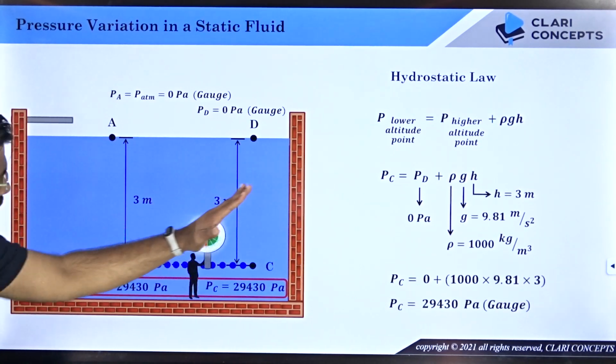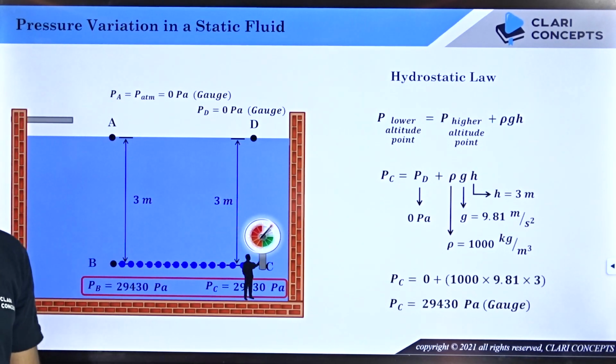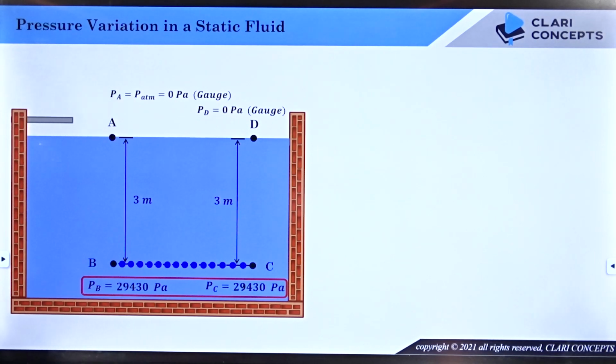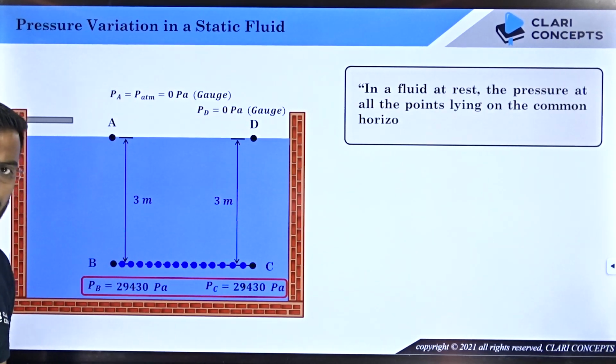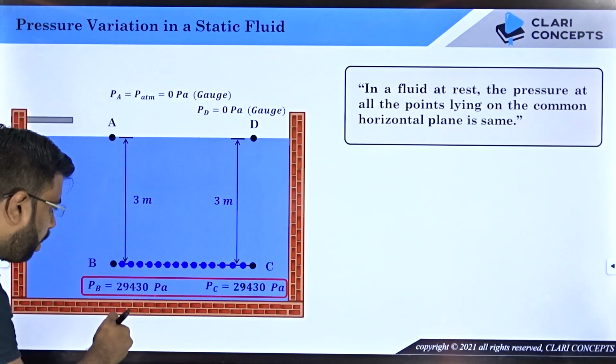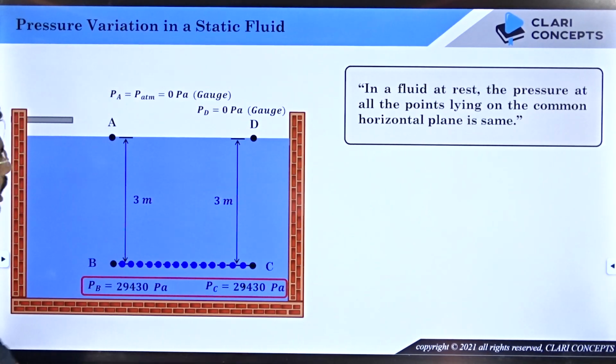It was showing you the constant value. Yes or no? So what does it mean? It means that when you move in a horizontal direction, the pressure is not changing. When you move in a vertical direction downward, pressure is increasing. So what can you say?